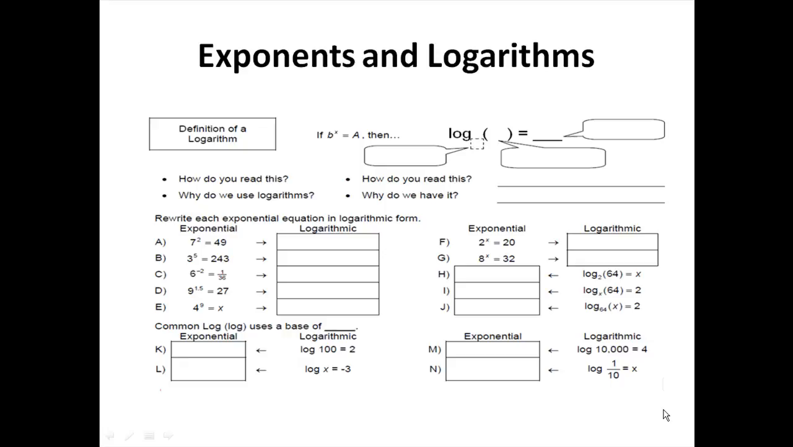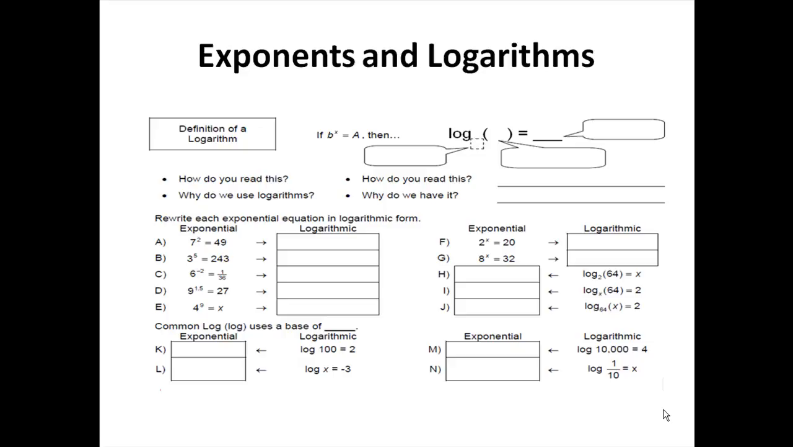This lesson is on exponents and logarithms. First of all, we need to understand what the definition of a logarithm is. There will be cases where you're going to get an exponential function, like b to the x power equals a. Then we will have to rewrite it.